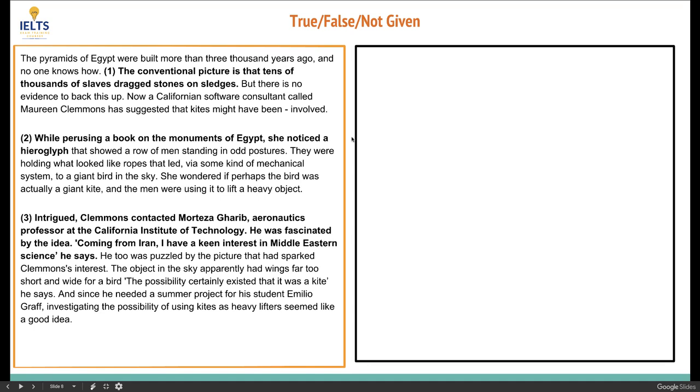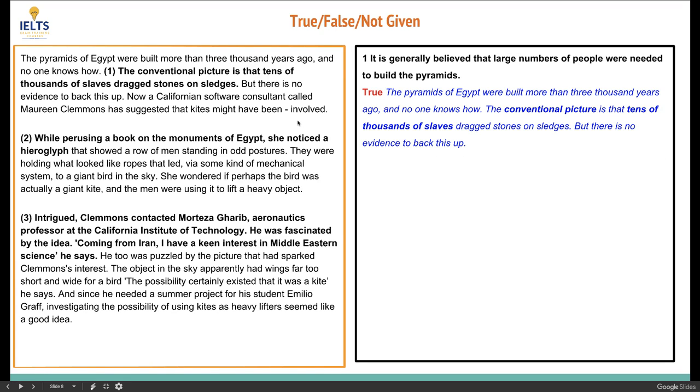One by one, let's look at question number 1. It is generally believed large numbers of people were needed to build the pyramids. Look at the text. Conventional picture, it is generally believed. Tens of thousands, large numbers of people. That's it. What do you think is the answer? What would your feeling say? Probably that the answer is true. And it certainly is. The evidence is there.